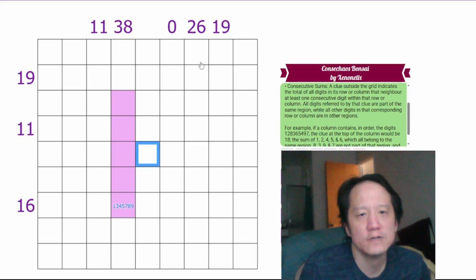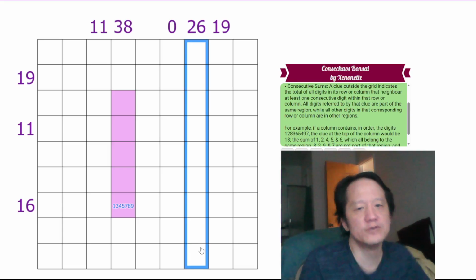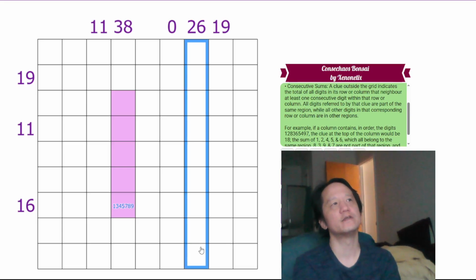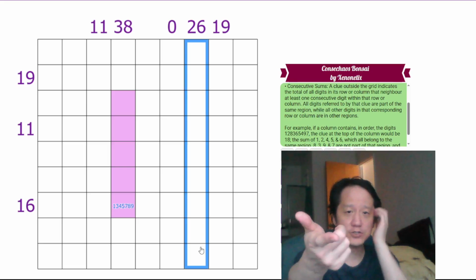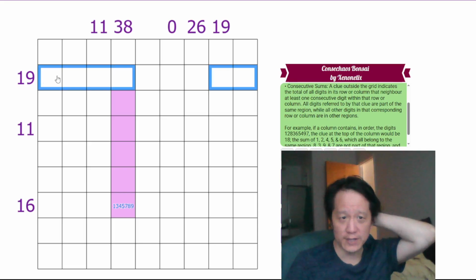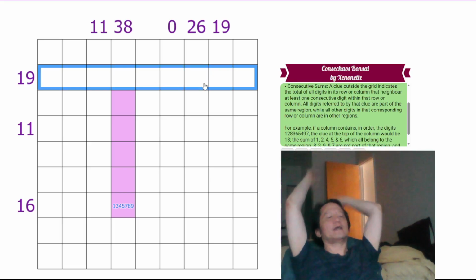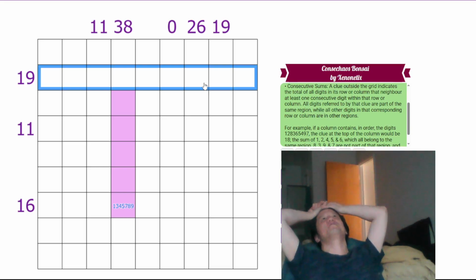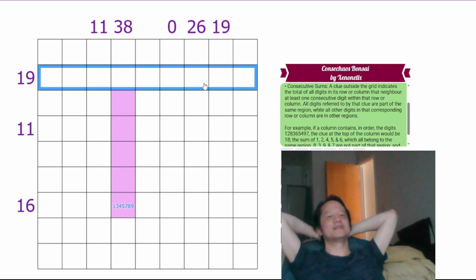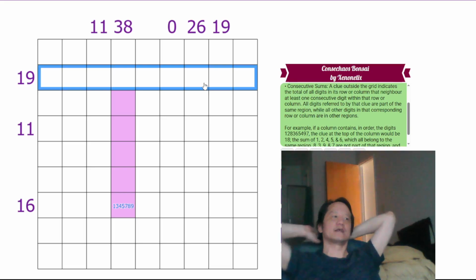What else do we have? 26. That means the other digits, which are not consecutive, add up to 45 minus 26, which is 19. Oh, 19. Interesting. So things dealing with 19. The 19 is specifically not within the consecutive parts.